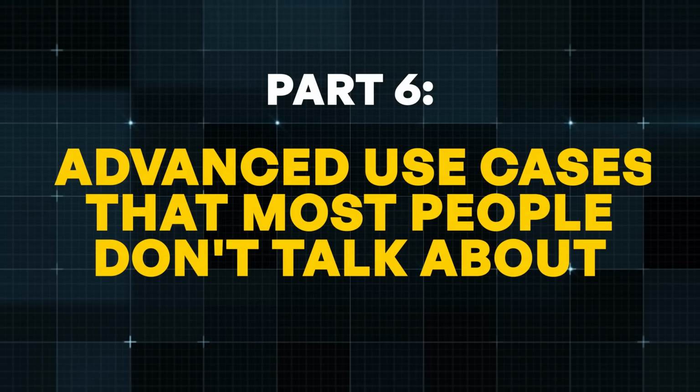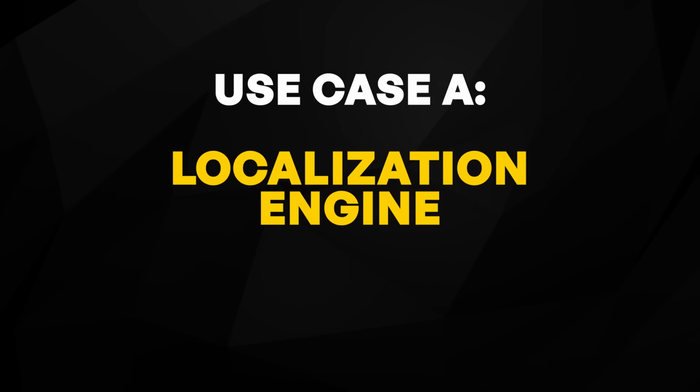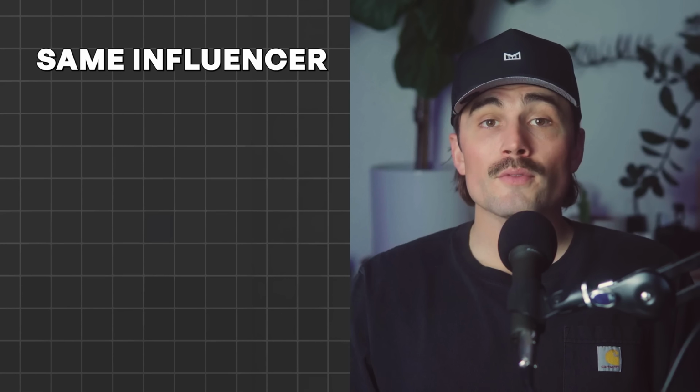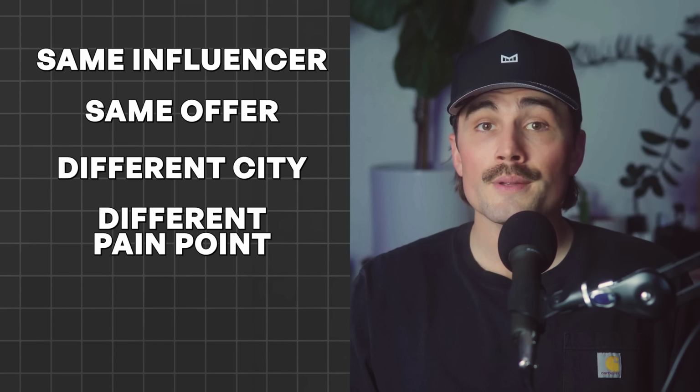Part 6, advanced use cases that most people don't talk about. Use case A, the localization engine. Same influencer, same offer, different city, different pain point, different slang level. This is insane for local services, franchises, multi-location brands.